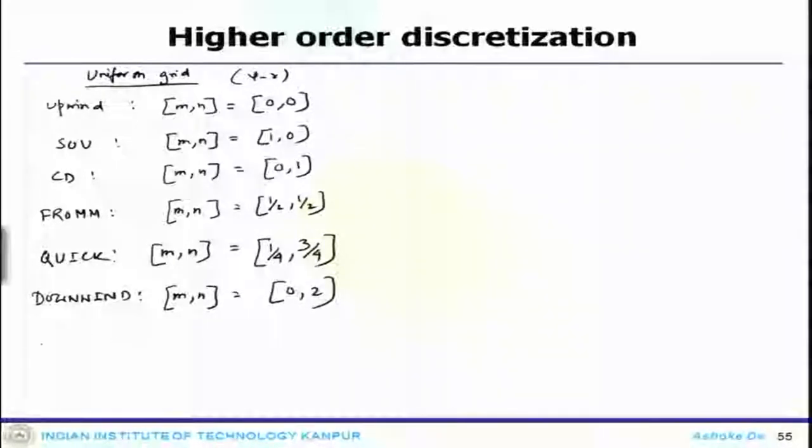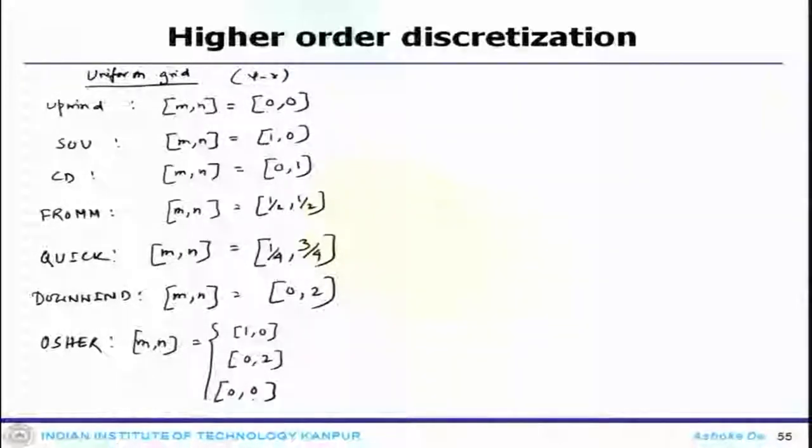Then you can have the other, like Osher, where the m, n has 3 segments: one is 1, 0, another is 0, 2, and the third is 0, 0, where r_f is less than 2 and greater than 0, r_f is greater than or equal to 2, and r_f is less than 0.